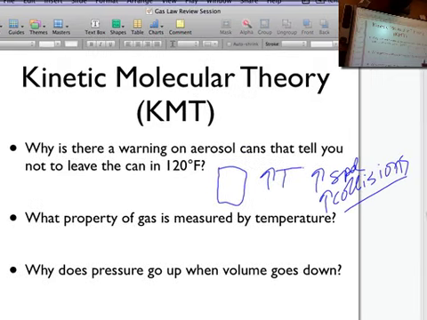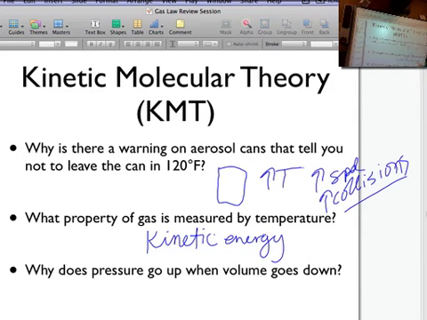Alright. Question number 2. What property of gas is measured by temperature? Speed? Close. Density? No. There were 5 postulates, one of which talks about their kinetic energy. The first one. Pressure. Kinetic. Oh, kinetic energy.